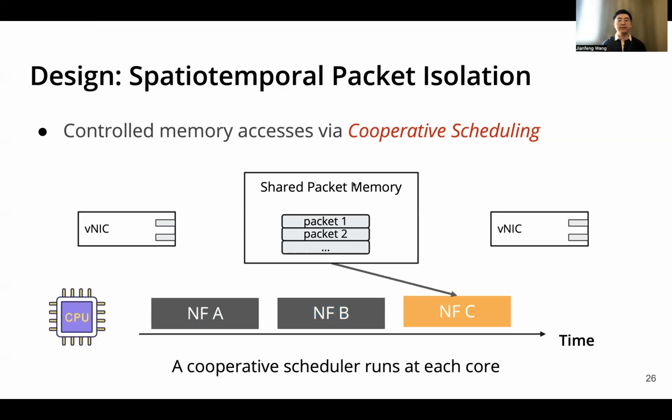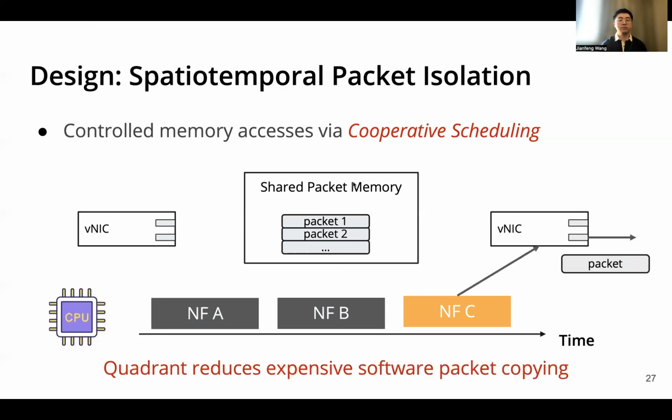Finally, the last network function, NF C, wakes up after all its predecessors finish processing. Now, NF C is the only network function that has unique access to the shared packet memory. After all network functions finish processing, the last network function also has to invoke the next function to transmit the current batch of packets. At this point, the NF chain has finished processing without copying packets for each inter-NF hop. With the temporal isolation, Quadrant reduces expensive software-based packet copying operations.